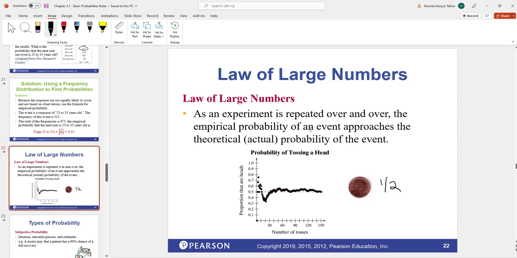If you keep repeating and repeating, tossing a coin and noting its outcome, if you tossed 150 times, it should be half heads, half tails. Because that's the law of large numbers. The more you repeat it, the closer you will get to the actual probability. If you tossed it 10,000 times, your outcomes should be close to 5,000 heads and 5,000 tails because it's half and half.